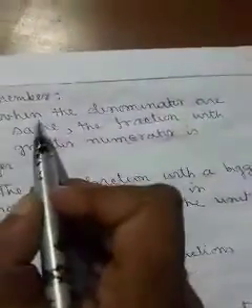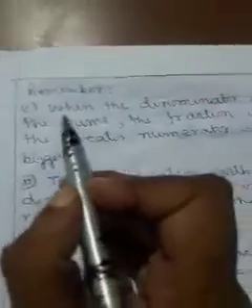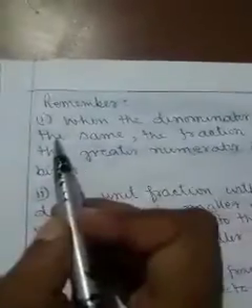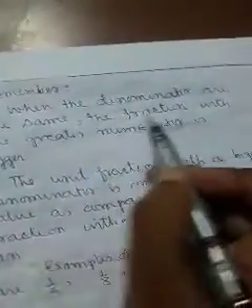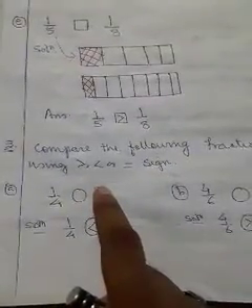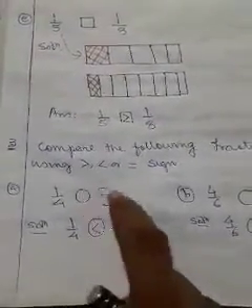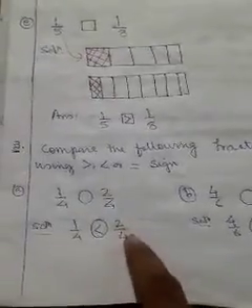But there is one rule which you have to learn. What this rule states: when the denominators are the same, the fraction with the greater numerator is bigger. Like in this case, here the denominators were the same. So which is the greater numerator? It is 2. That's why it is bigger.